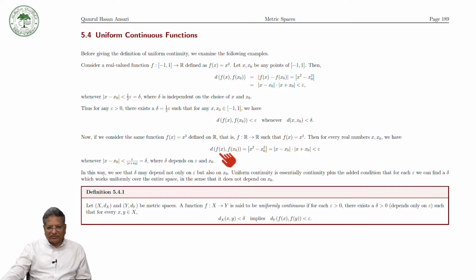So the function f from R to R defined as f of x equal to x square is continuous but not uniformly continuous. But the function f defined on the closed interval -1 to 1 in the same way, f of x equal to x square, is of course continuous and also uniformly continuous.